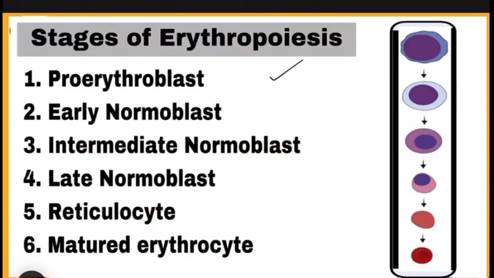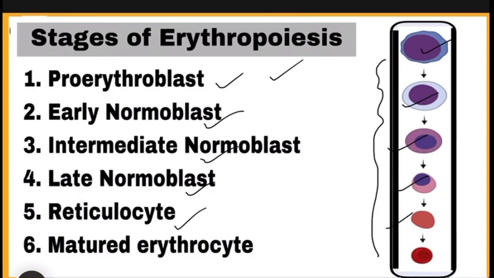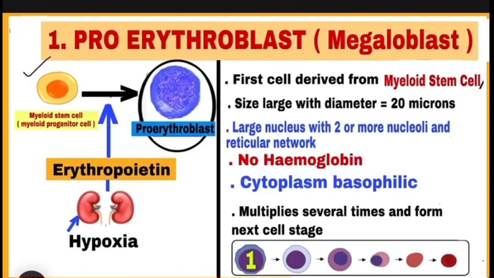The journey of myeloid stem cells to mature erythrocytes include following stages. These are the different stages. Number 1, proerythroblast. Number 2, early normoblast. Number 3, intermediate normoblast. Number 4, late normoblast. Number 5, reticulocyte, and finally matured erythrocytes are formed. Myeloid stem cells undergo cell division and give rise to first stage called as proerythroblast or megaloblast.